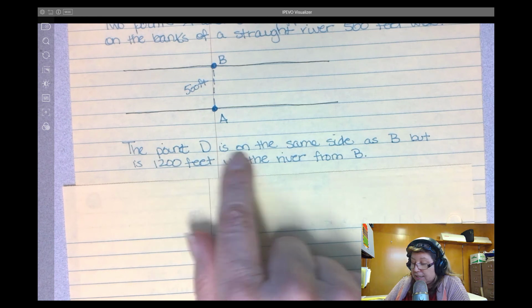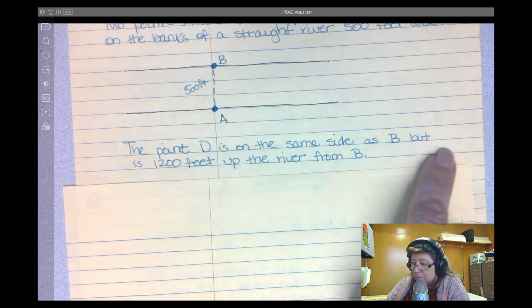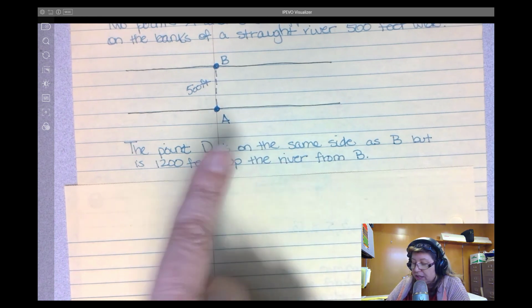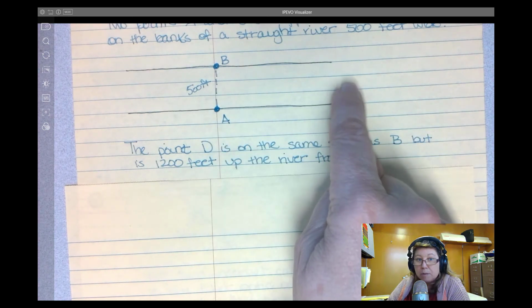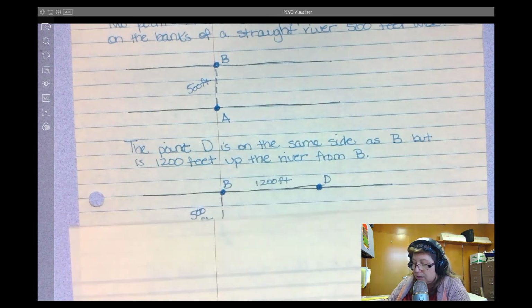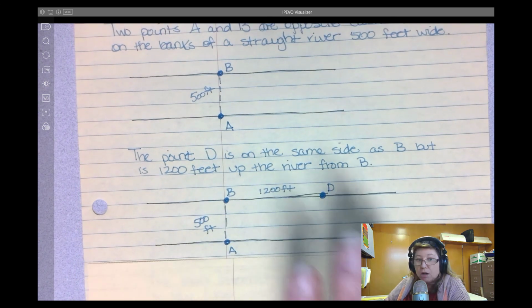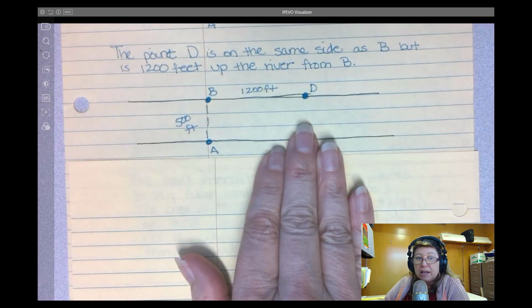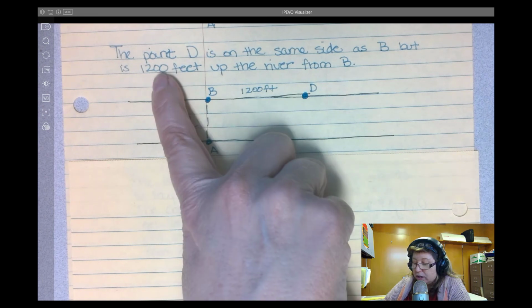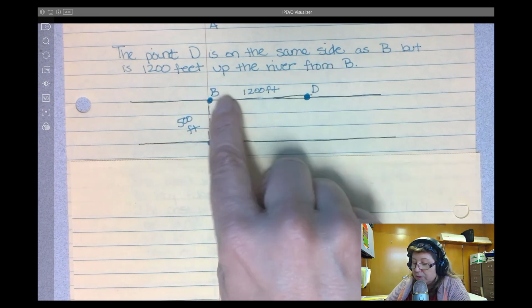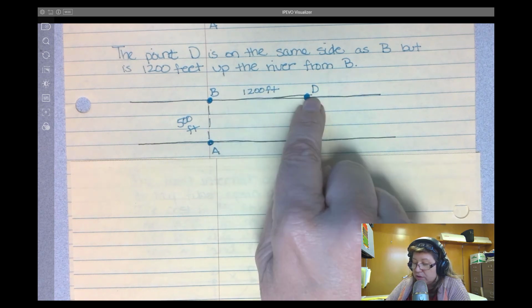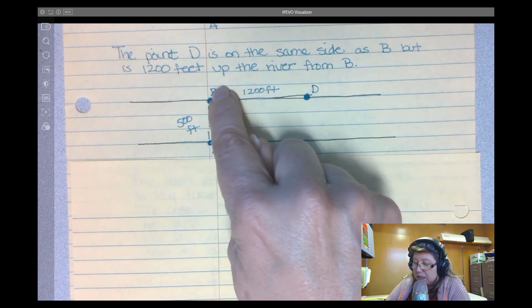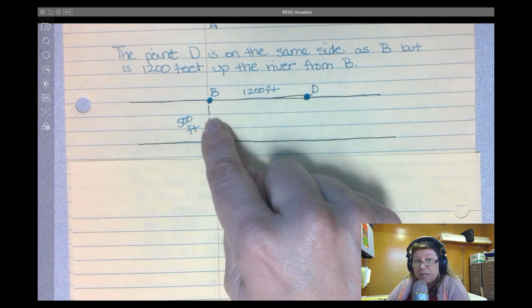All right, next. Point D is on the same side as B, but it's 1,200 feet upriver from B. So I'm going to pretend this side is upriver. So I'm going to throw D onto my little graph there. And I know it is 1,200 feet up the river from B. So this distance from B to D is 1,200 feet. The distance between B and A is 500 feet.